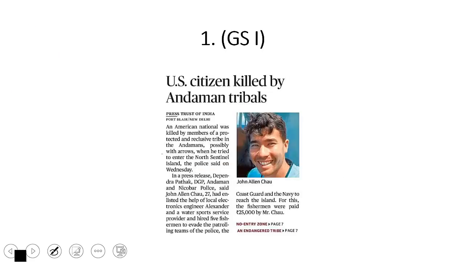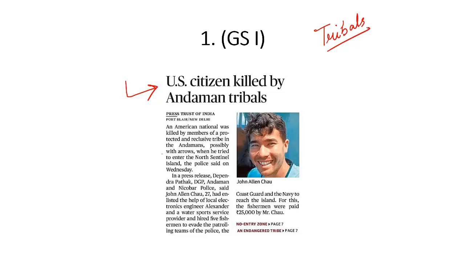Now let's look at another issue on page number 1. US citizen killed by Andaman tribals, and this can be relevant for your GS paper 1, where Society of India is one of the subjects. For this we need to understand who these tribals are. Then you will be in a position to better understand this newspaper article.